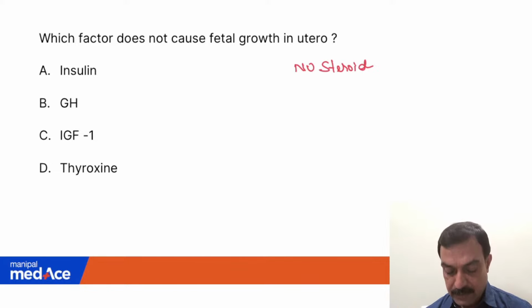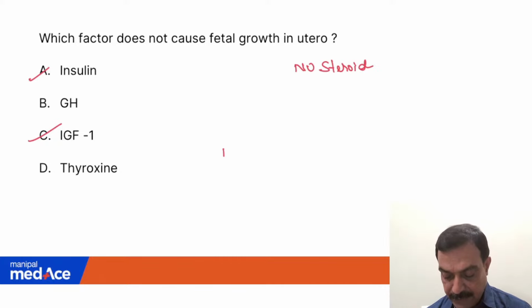So, what about insulin? Insulin is produced by the fetal pancreas in response to the nutrient supply. It is responsible for the growth of the baby, so it is necessary. What about IGF-1 and IGF-2? These are usually produced by the placenta. They are also responsible for the growth of the fetus.